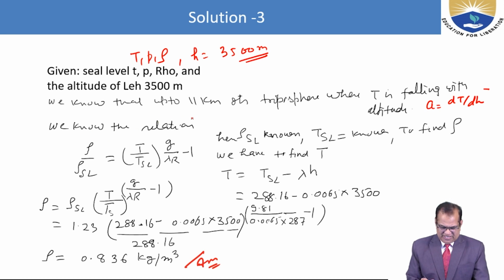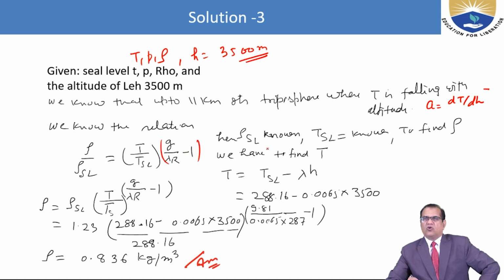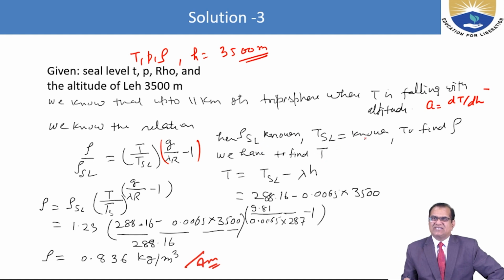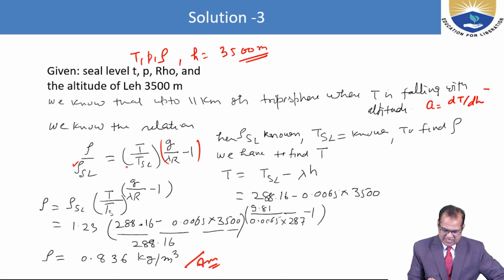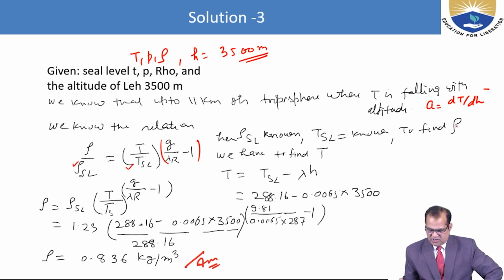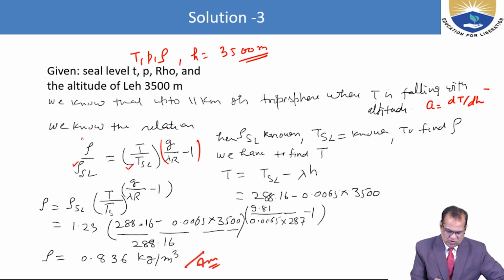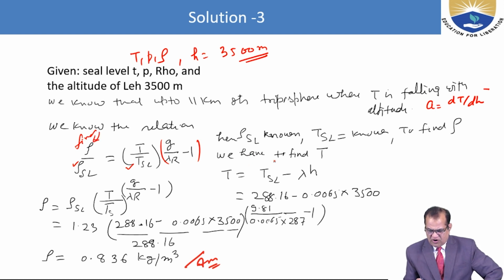So we know the relation that rho by rho SL is equal to T by TSL to the power g by lambda R minus 1. This is in the power. Here rho SL is known, TSL is known. We have to find out this rho, and for that we have to find the T.